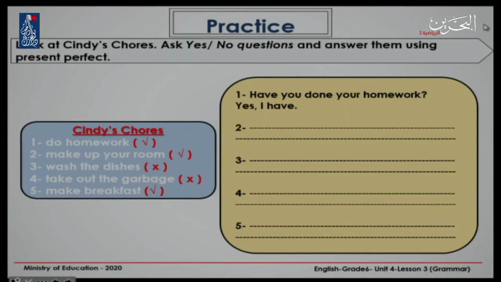Now it's time to practice. You have to look at Cindy's chores, ask yes/no questions and answer them using the present perfect. We have one example for you. Number 1 is done for you. So look at the chores first. Number 1, do homework, and you have a tick next to it. The question will be, have you done your homework? Because you have a tick, it means it's affirmative. So the answer is yes, I have. Now you have 5 minutes to do the rest. You can write your answers on your mini board. Good luck.